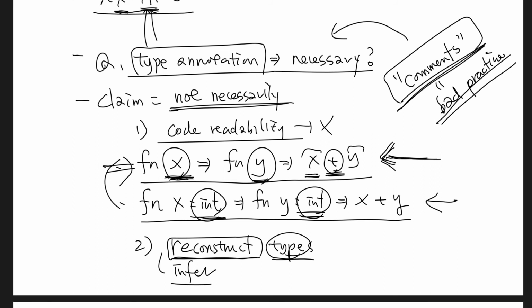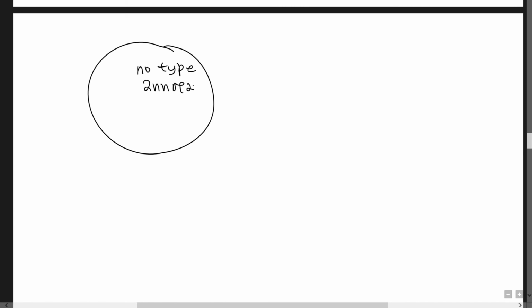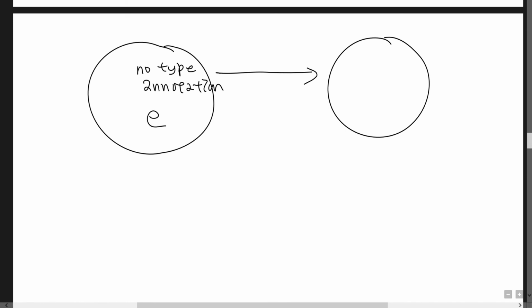So this is the point where we broach the topic of type reconstruction. We start with a language, for example, with no type annotation. Here, no type annotation. And we'd like to automatically annotate this expression E with the type annotation. So we produce expression E prime. And this is called type reconstruction. So basically, we reconstruct the types, or we infer the type for every part of this expression E.